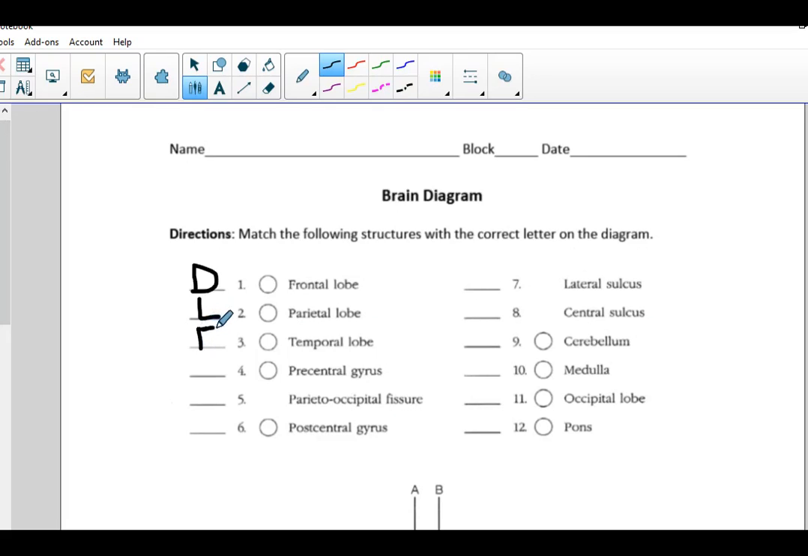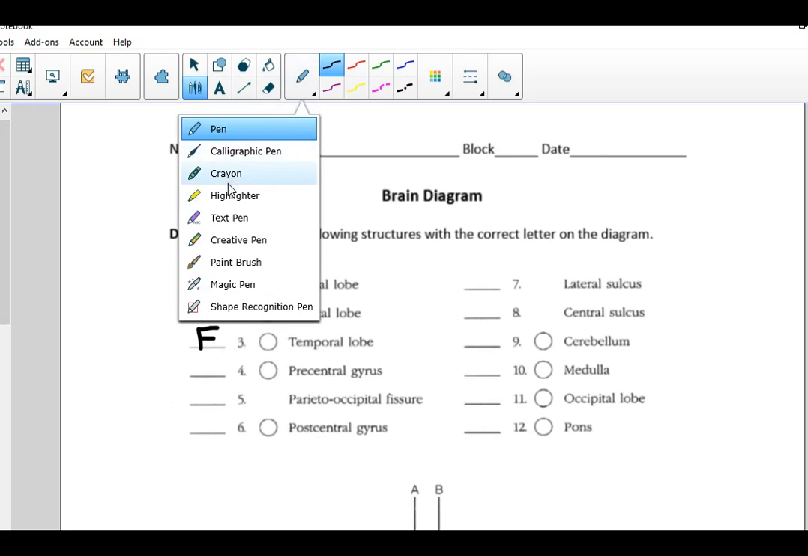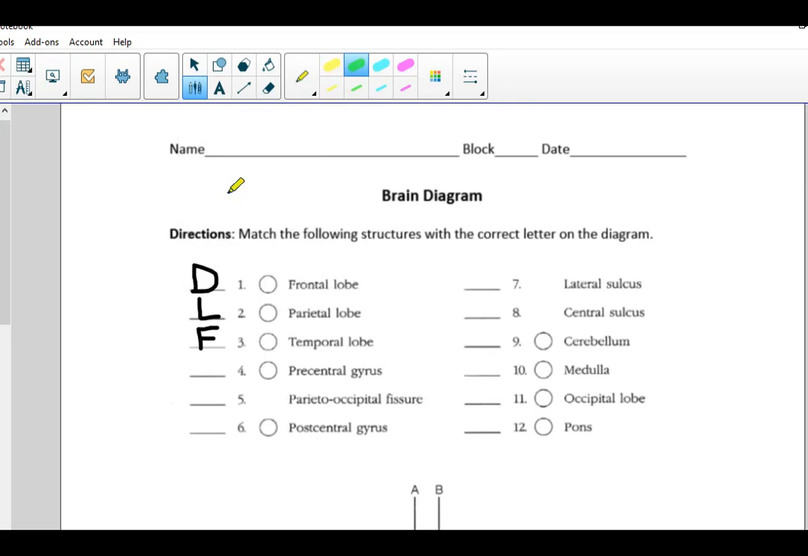Now, if you choose to print this worksheet out and color it yourself, you can do that. What I would like you to do is to use very light colors for the frontal and parietal lobes because they need to have something colored over them at a later point. So I'm going to use yellow for the frontal lobe, yellow, like I said, for the frontal lobe.